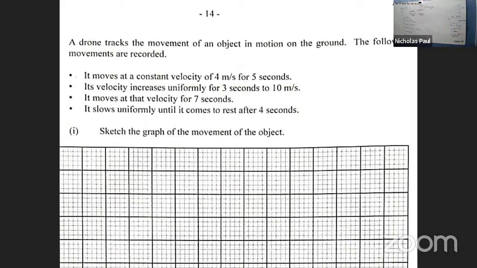Ready? Right, so we're gonna sketch a graph, right? So a drone tracks the movement of an object in motion on the ground. The following movements are recorded: constant velocity of 4 for 5 seconds. The velocity increases for 3 seconds, and then it moves at that velocity for 7. It slows uniformly until it comes to rest after 4.